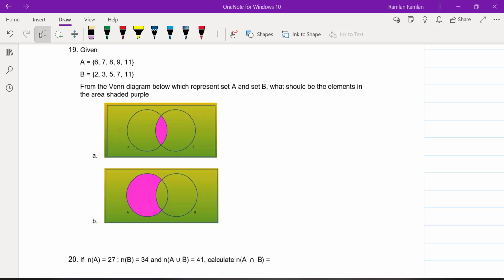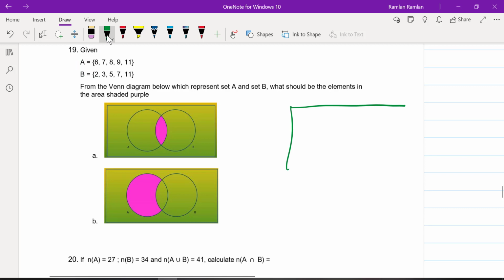Okay, for number 19, given set A is 6, 7, 8, 9, 11, and set B is 2, 3, 5, 7, 11. From the Venn diagram below, which represents set A and set B, what should be the elements in the area shaded purple? You need to understand first what that means, I mean, how to draw the Venn diagram, the complete Venn diagram of that.